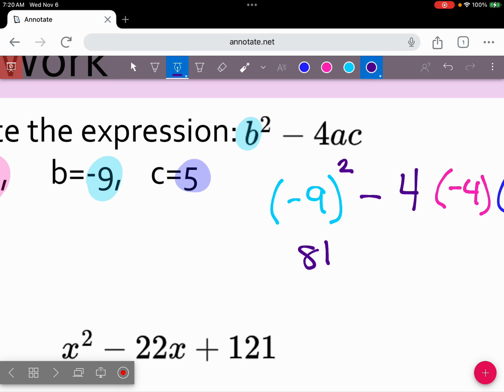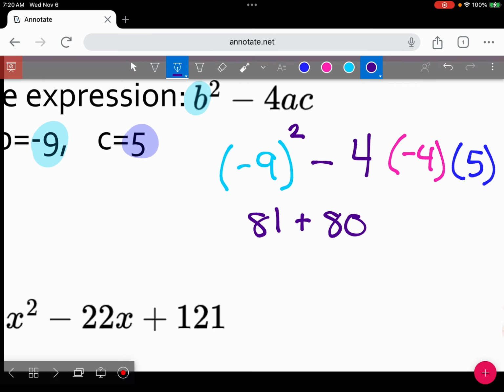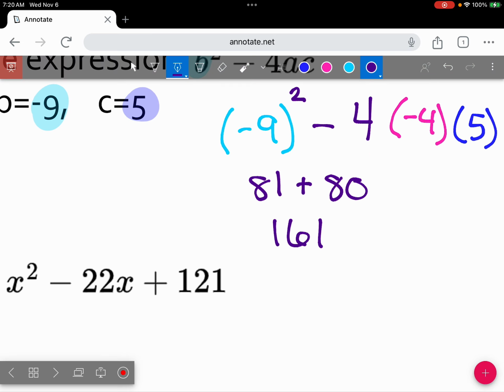-4 times -4 times 5. There we go. We actually get a positive 80. So we should have had 161.